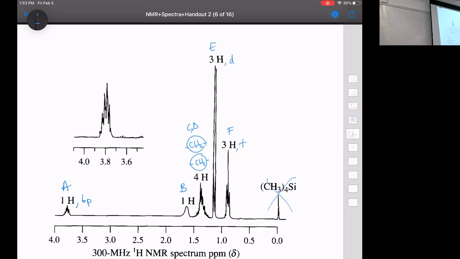You don't have any nitrogens, so it's got to be a chemical shift. All right, 2 more minutes and we'll start going through this together. You will have more than 8 minutes to do these.